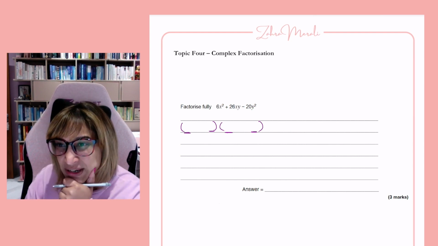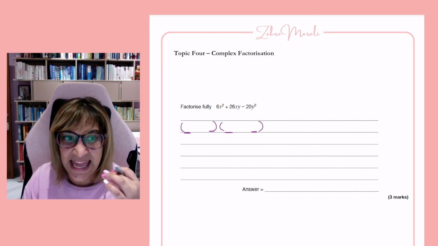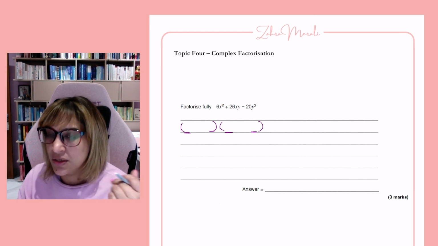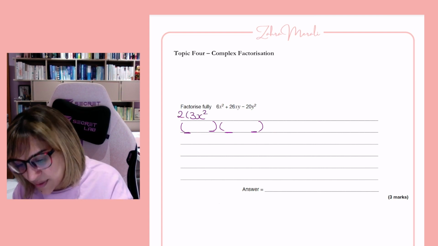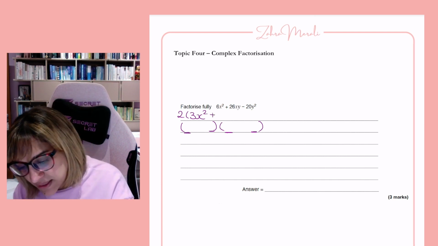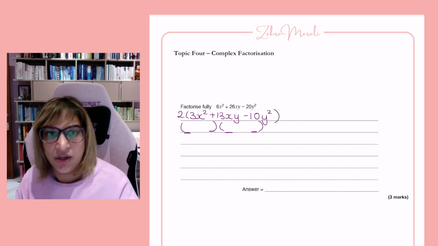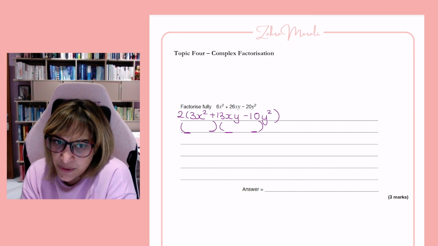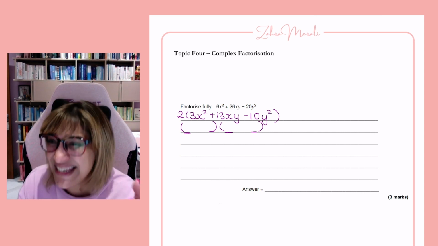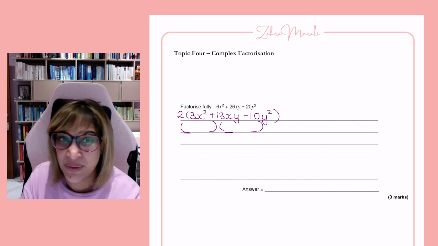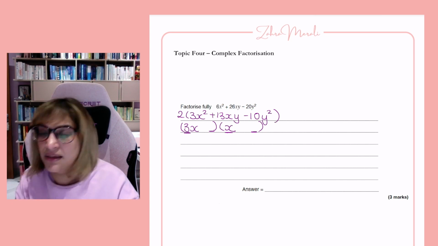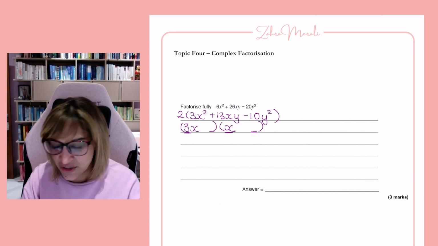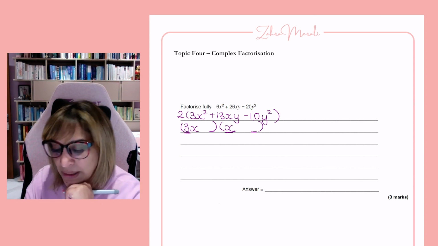But hopefully you realize before you even start that everything goes into 2. So I'm actually going to take 2 outside the entire thing first. So I get 3x squared plus 13xy minus 10y squared. Right, so I've got to this point and it makes it easier now because there's only one way to get 3x squared. I've got to have 3x and x, right? Which makes it a little bit easier because now I'm thinking of 10y squared minus 10y.